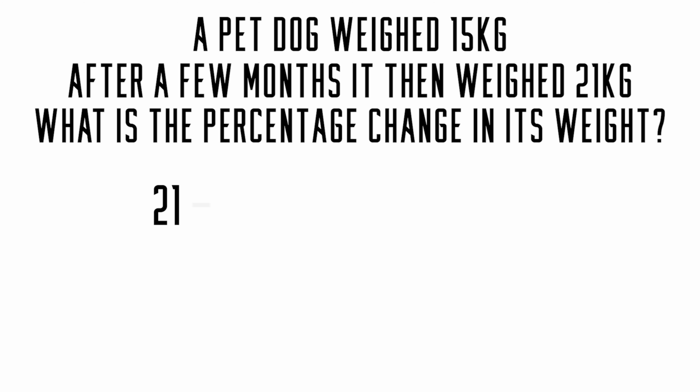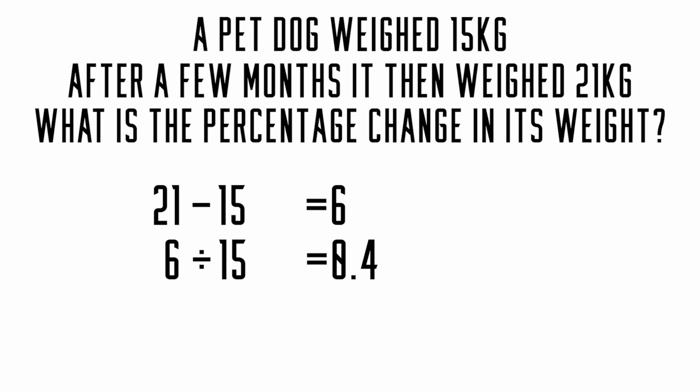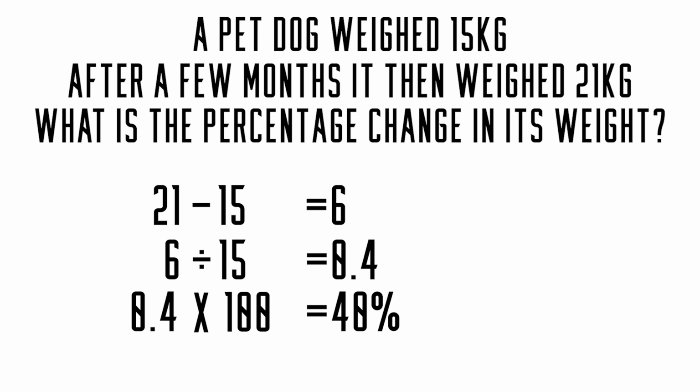With 21 take away 15 leaves us with 6 kilograms as a difference. Now 6 kilograms divided by the starting weight of 15 kilograms leaves us with 0.4. And again, to convert this into a percentage, we multiply it by 100 to get 40%. We can now say that the dog's weight has increased by 40%.